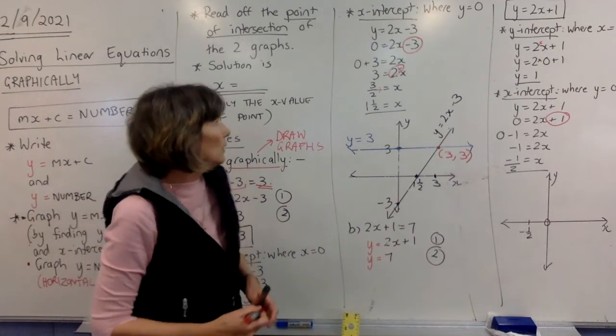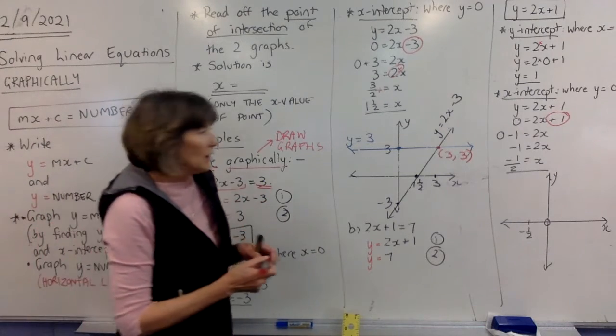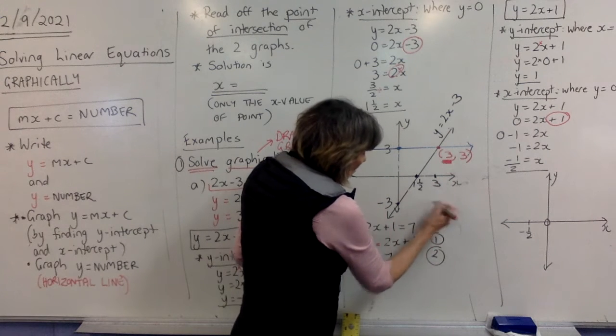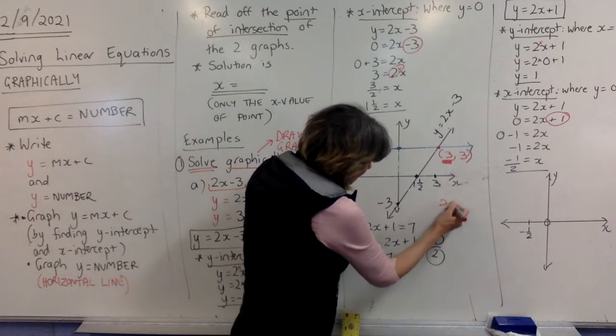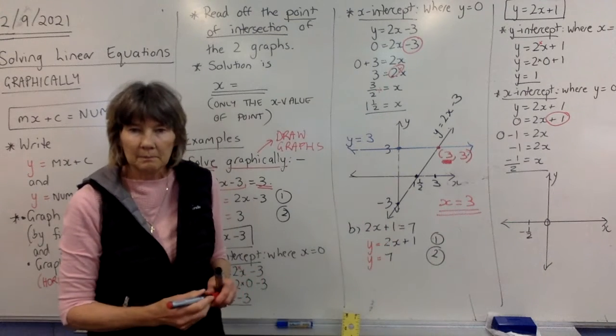Now, once you've got your point of intersection, the solution is just the x value of that. So we're going to underline the x value, and we're going to write our answer down as x equals 3. That is your final answer.